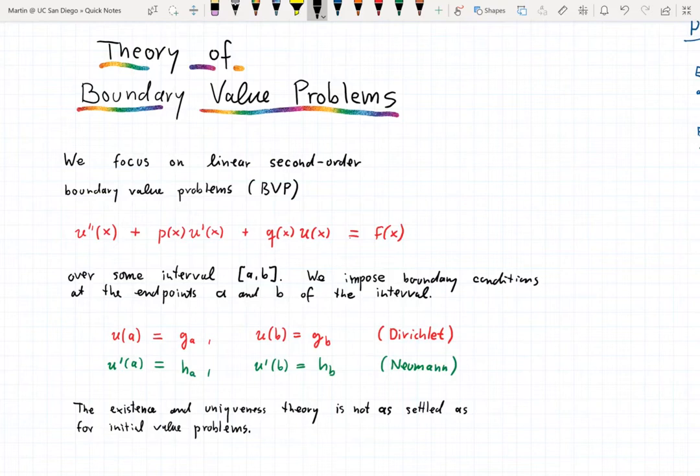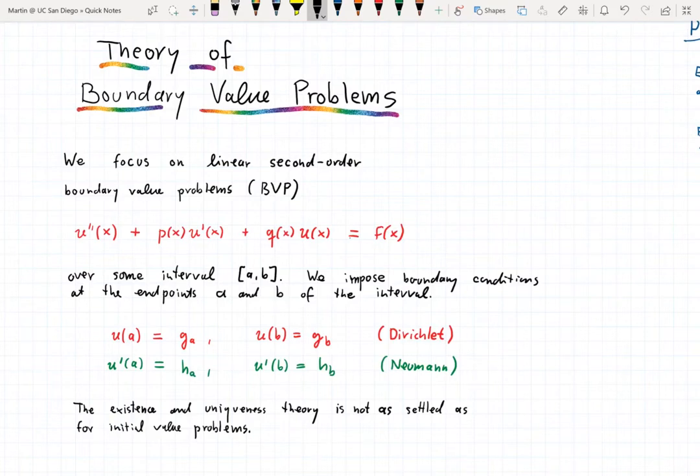Now that boundary value problem is posed over some interval from a to b, and at the endpoints of that interval we impose boundary conditions. In fact, there are many different types of boundary conditions we could impose. I'm only writing down the most important ones here. Namely, on the one hand, we've got Dirichlet boundary conditions. For example, we might say that u at a equals some number ga, and u of b equals some number gb. Those are called Dirichlet boundary conditions. With Dirichlet boundary conditions, we fix the function values themselves along the endpoints of the interval.